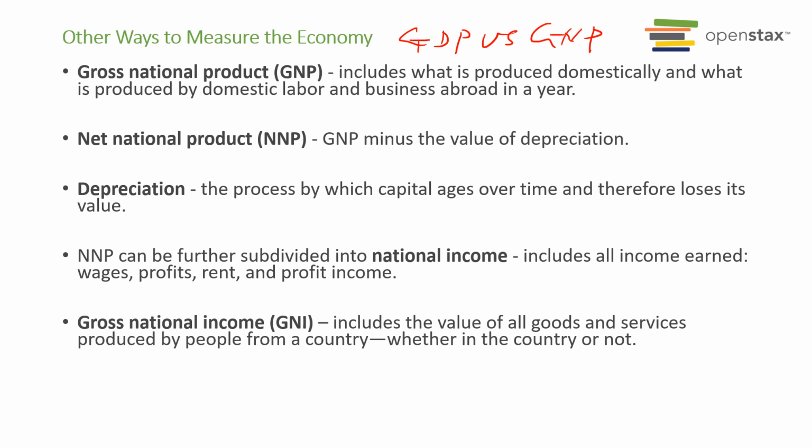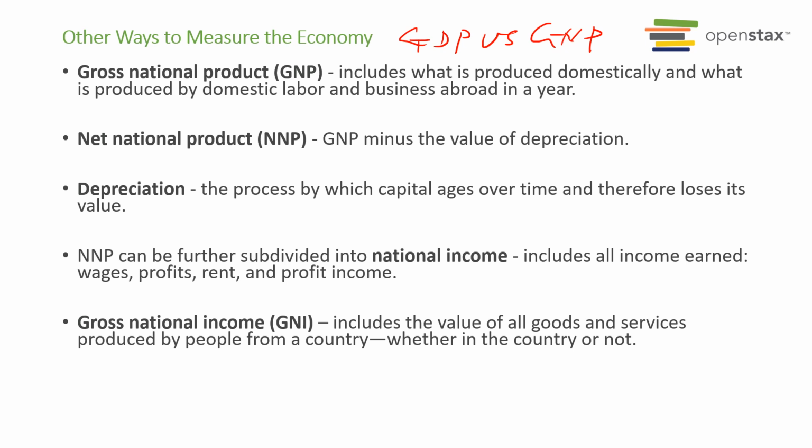So that truck made in Texas by Toyota is US GDP, but it's Japan's GNP, because Toyota is a Japanese company, right? So again, GDP is where the car is produced, GNP is who made the car. And then also know what's the net national product. So that will be your GNP, subtract your depreciation.